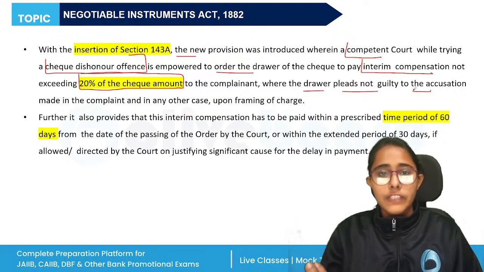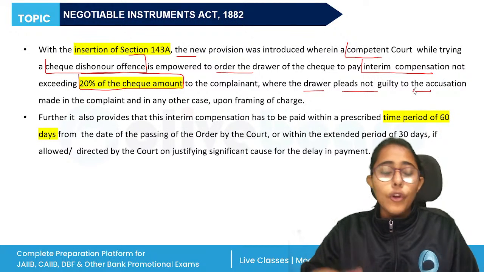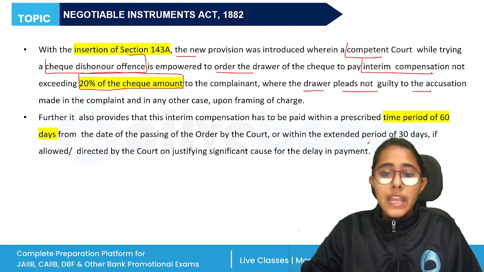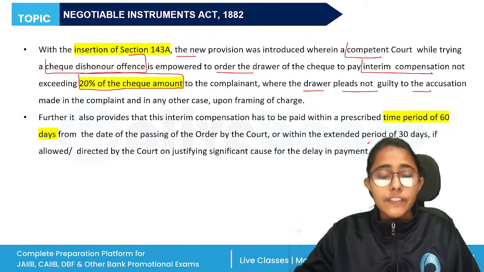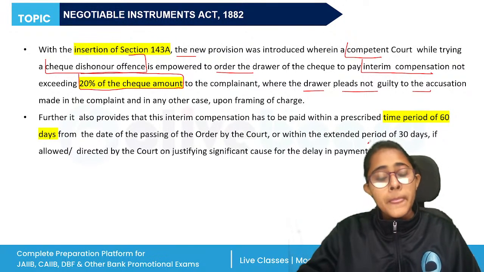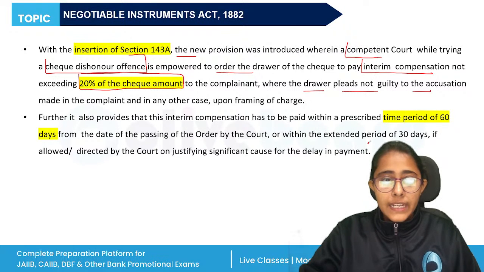So, dishonor of the check. In the check which is signed in the name of the drawer, the drawee is responsible to pay for it. If the person on whose account the check is written does not have sufficient funds, then we will say that the check has been dishonored.